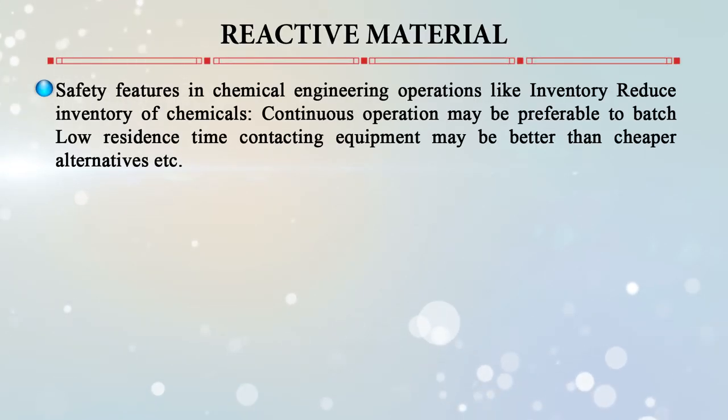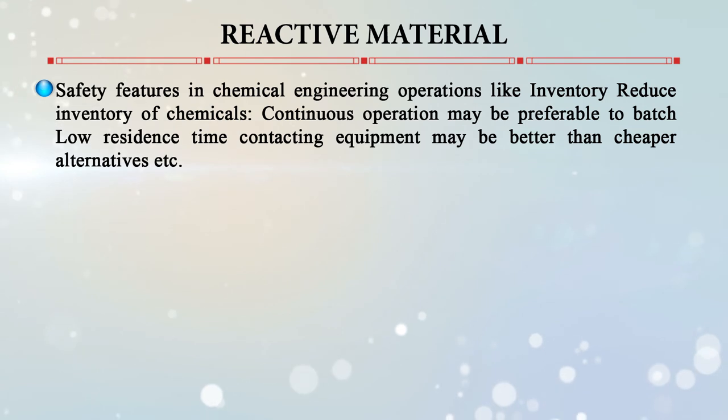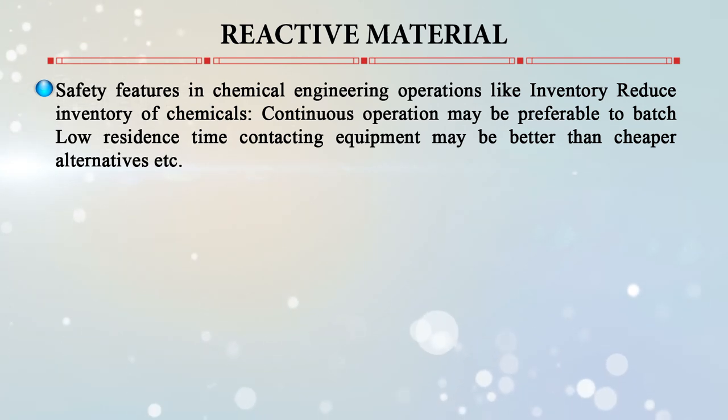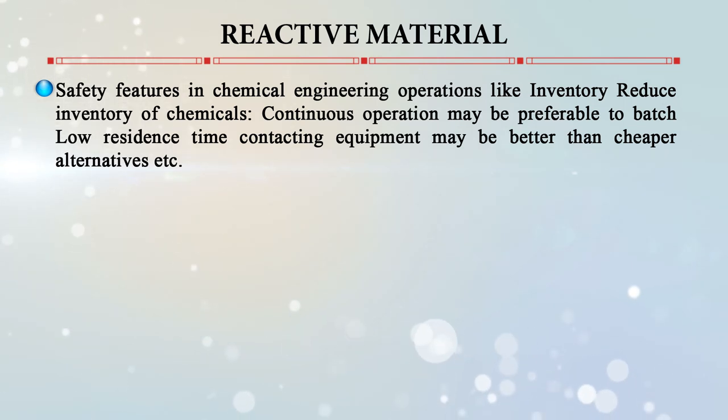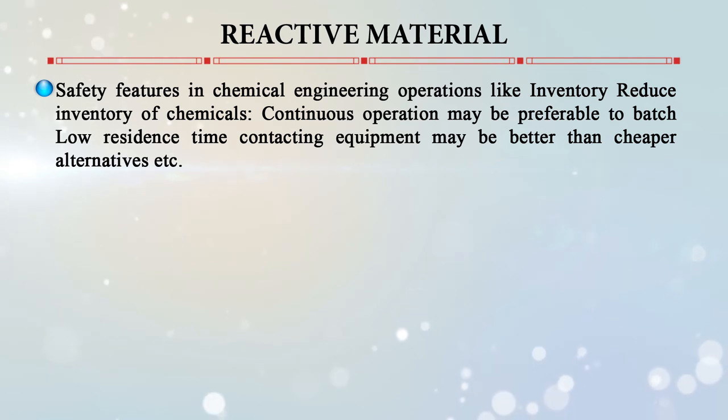And old materials should be disposed of compulsorily to prevent glass fragments from flying in the event of an explosion. And also there should be metal gauzes to screen the reaction flask, or otherwise it should be kept in cages. For example, desiccators, or vessels of awkward size and shape, may be covered with a cling film or transparent film. And safety features in chemical engineering operations: reduce the inventory of chemicals, and continuous operations may be preferable to batch.